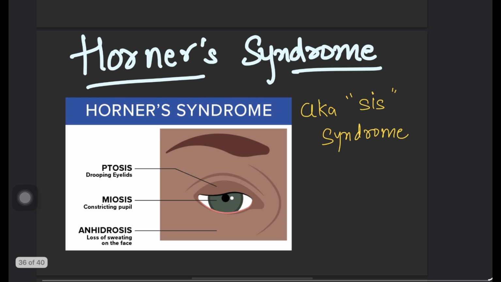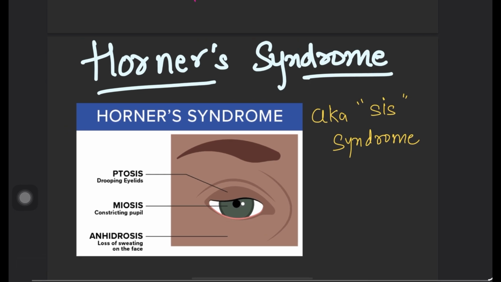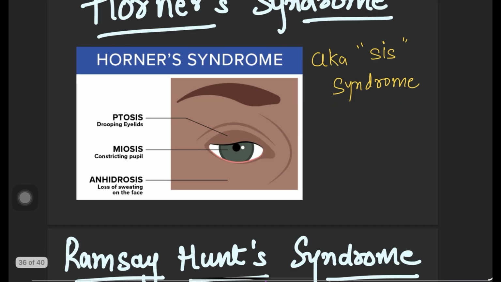Okay. Next is the Horner syndrome. It is also known as PAM syndrome because it has the following signs seen, that is ptosis, miosis, and anhidrosis. Ptosis is drooping eyelids, miosis is constricting pupil, and anhidrosis is loss of sweating of the face. It is also known as PAM syndrome, that is Horner syndrome.